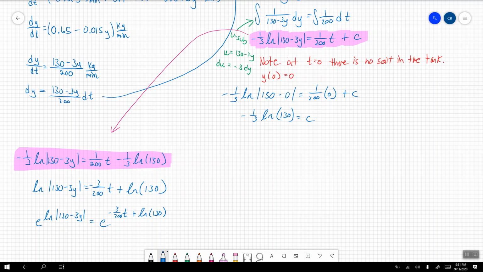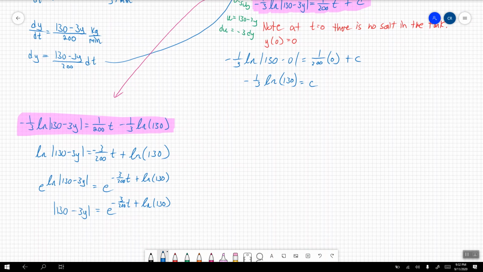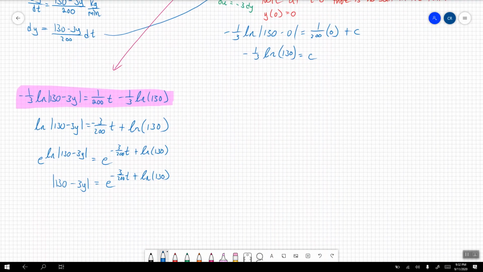On the left-hand side, I now get the absolute value of 130 minus 3y is equal to e to the power of negative 3 divided by 200t plus natural log of 130. Okay, it's not looking too bad right now. Now, you're going to see that at this point, we're left with the left-hand side being the absolute value and the right-hand side being equal to e to the power of negative 3 divided by 200t plus natural log of 130.